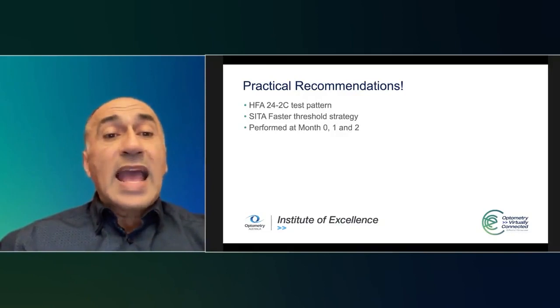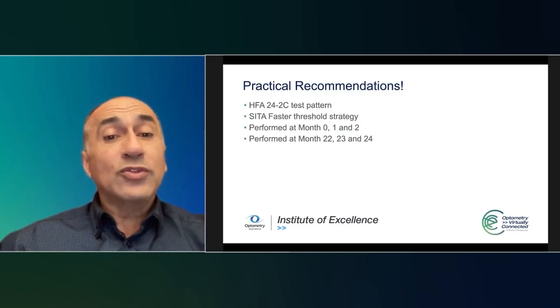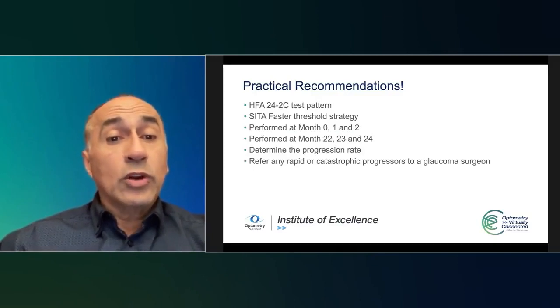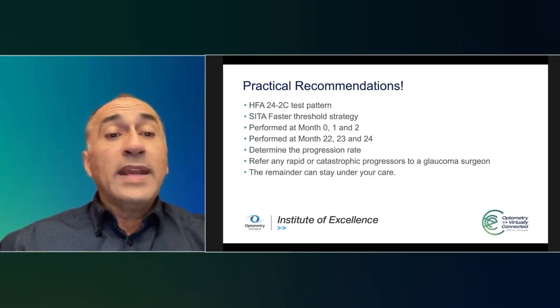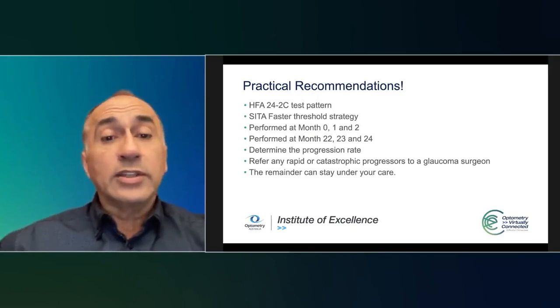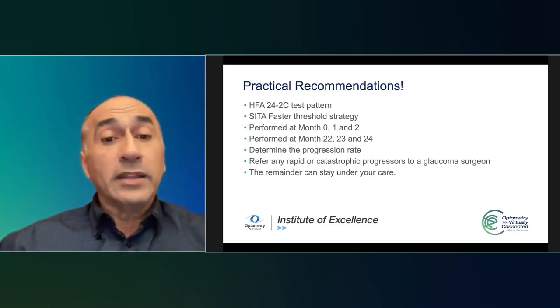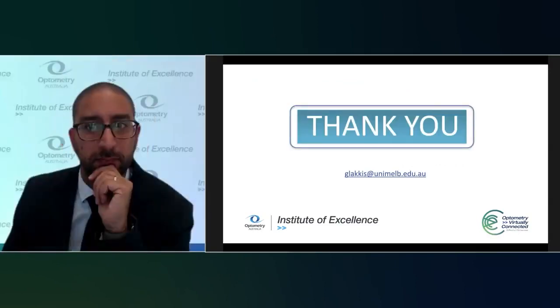Do the test at month 0, 1, and 2, and then do the test at month 22, 23, and 24. The software will tell you the progression rate. Anyone who's a rapid or catastrophic progressor needs to be referred to a glaucoma surgeon as quickly as you can so they can intervene. And the remainder, which are 95% of the patients, can stay under your care and you can continue managing them with your topical therapy and all those things that we talked about in the first lecture, like SLT and MIGS.